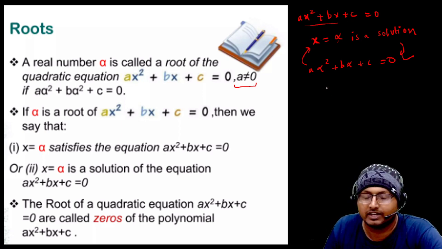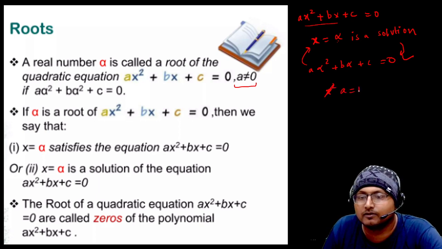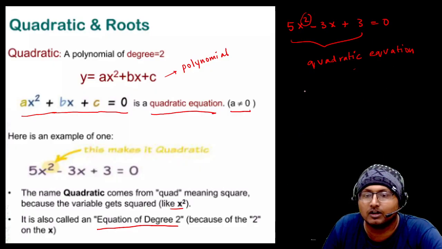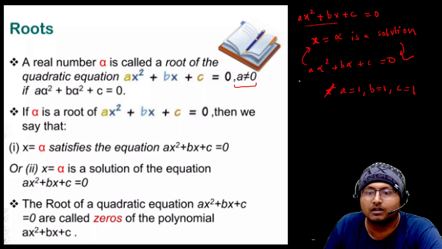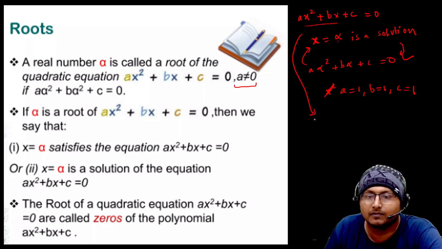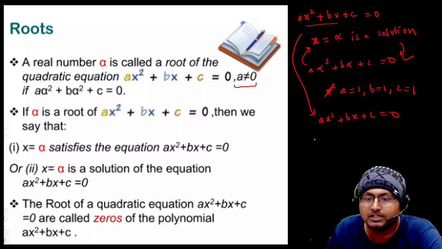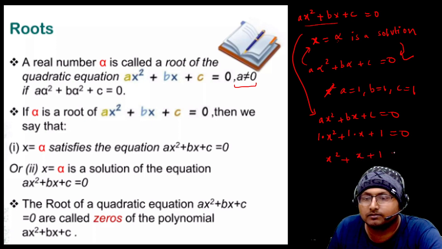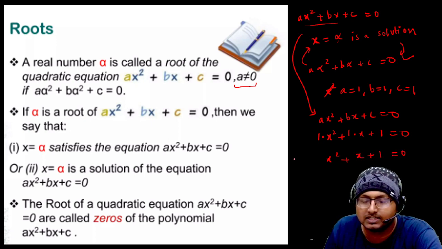Now suppose we take one equation, where we assume a equal to 1, b equal to 1, c equal to 1. If we put these in ax square plus bx plus c equal to 0, what happens? 1 into x square plus 1 into x plus 1 equals 0. So it becomes x square plus x plus 1 equals 0. This is equation number 1.